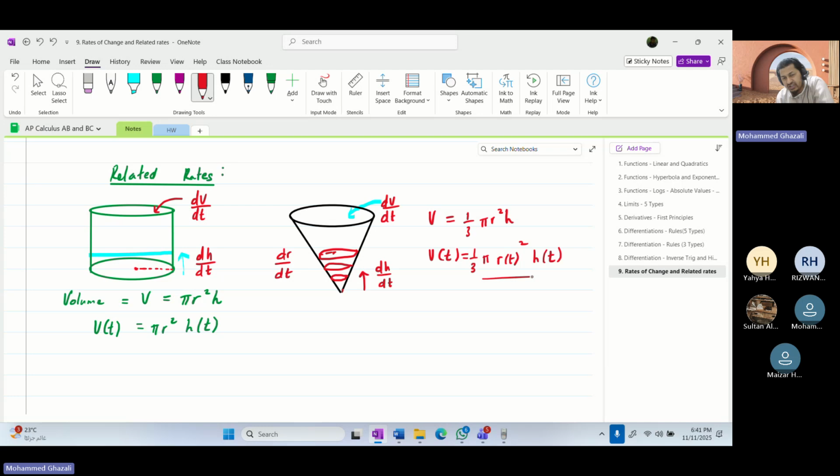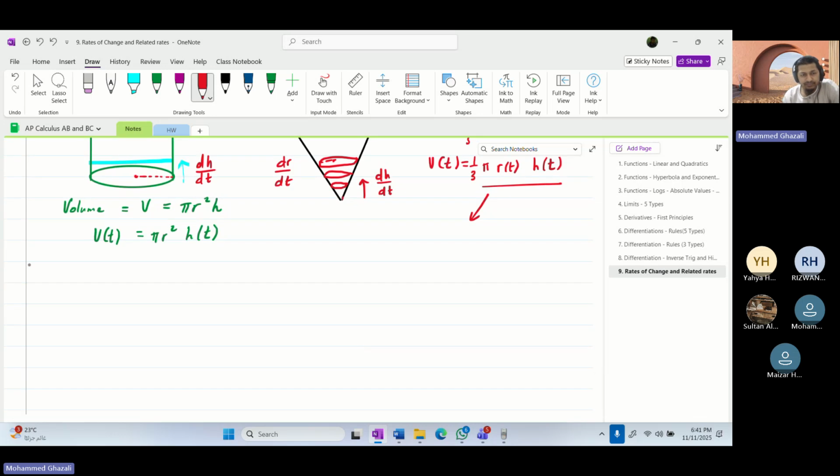So when you're trying to differentiate this, it's going to end up being product rule. So you have to use implicit differentiation in all the cases. So I want you to differentiate this, right? Let's just say 1/3 pi r squared. How are you going to differentiate this function here, volume?